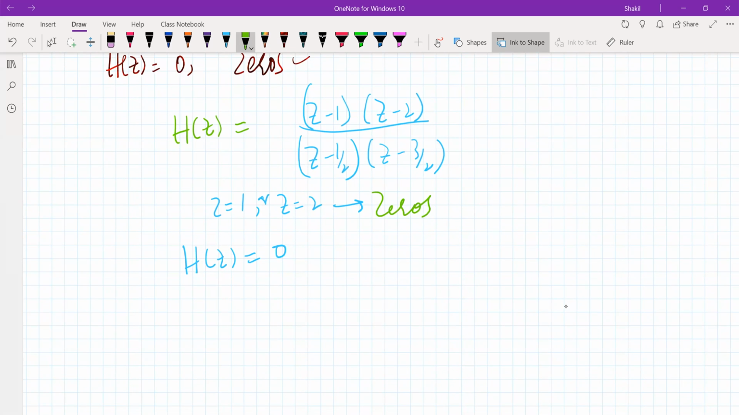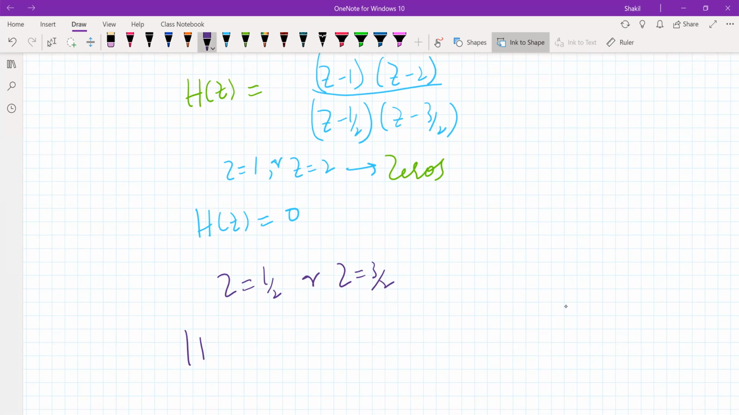Same way, when z is equal to 1/2 or z equal to 3/2 or both, then H of z will be equal to infinity. So these are the poles of this transfer function, because at these values the denominator becomes equal to 0, and when the denominator is 0, H of z will be infinity.